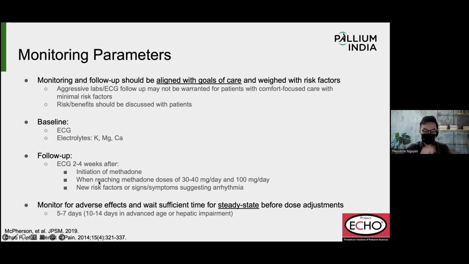So we recommend doing monitoring for 5 to 7 days before making any dose adjustments. And then for hepatic impairment, we recommend doing 10 to 14 days, also in patients with advanced age, because they may also have a decreased metabolism just based off of the physiology.